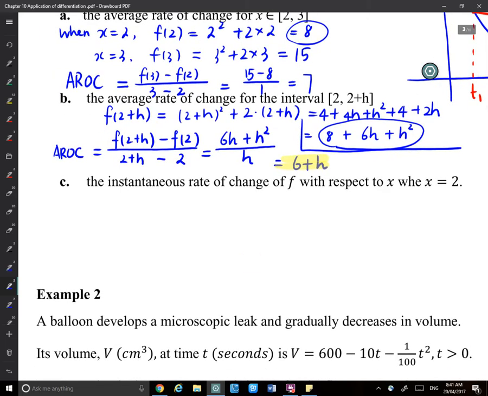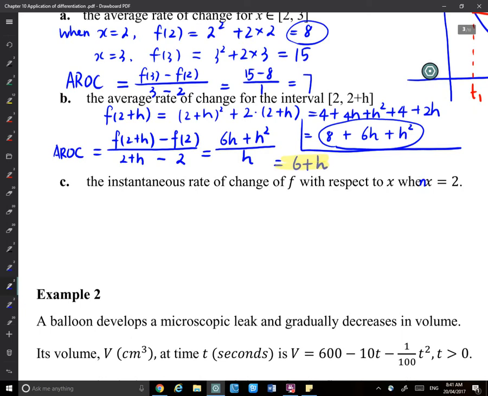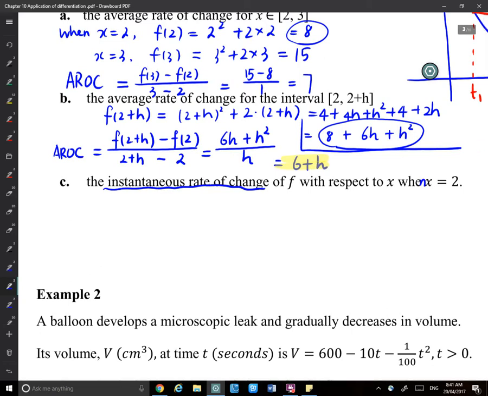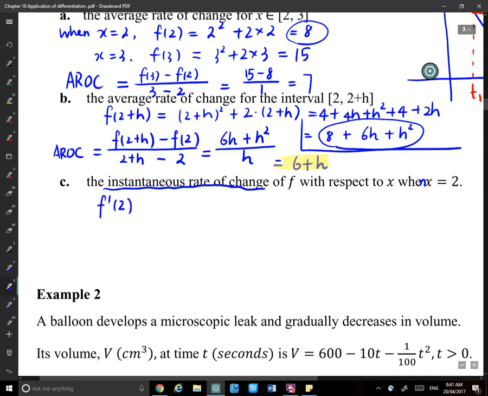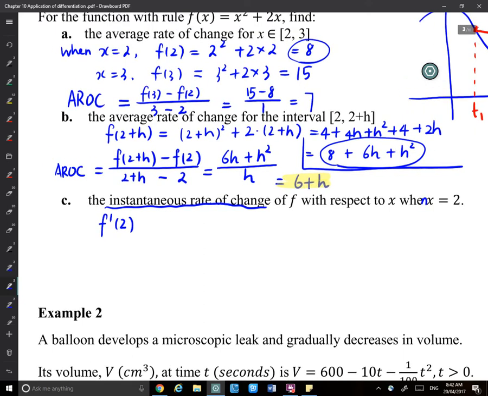Okay, now it asks you to find the instantaneous rate of change for f with respect to x when x equals 2. If it's the instantaneous rate of change at x equals 2, then what you're trying to find is f'(2). Okay, it's the gradient of the tangent, which is the derivative, and you substitute into it. But we can do a simpler way, like you can do 2 ways. You can find f'(x) first, and substitute x equals 2.